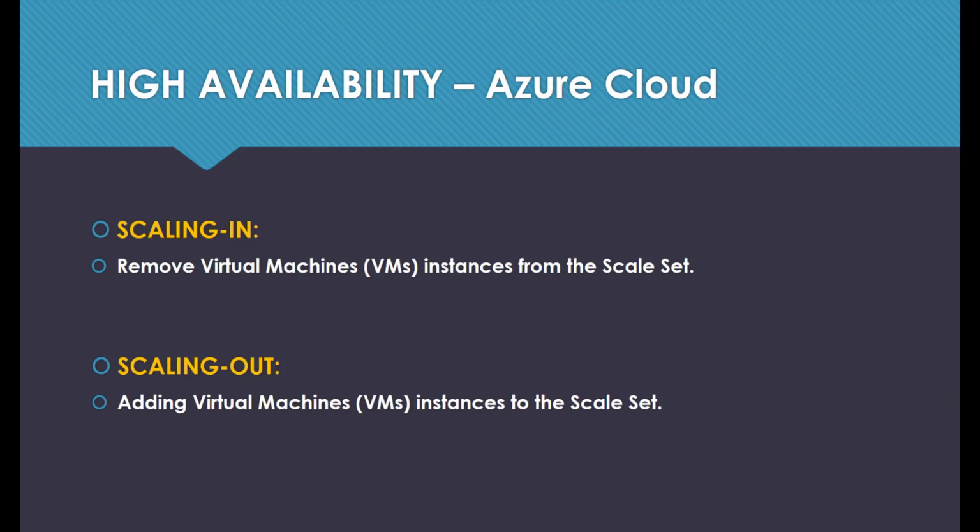We also have these terms, scaling in and scaling out. So scaling in is to remove virtual machine instances from the scale set, while scaling out is adding virtual machines to the scale set. So let's go now to the lab and see what our configuration would look like.